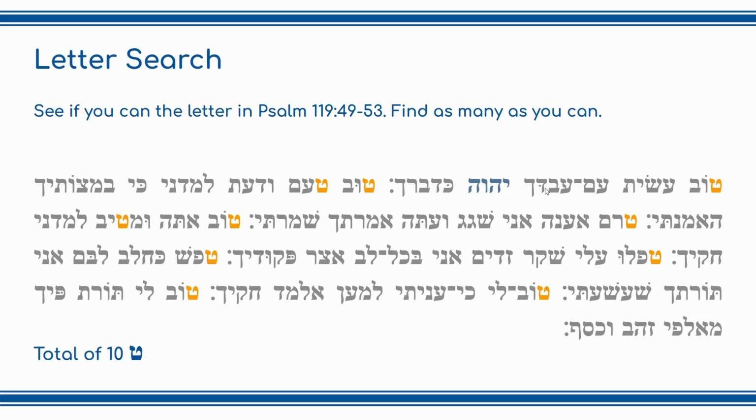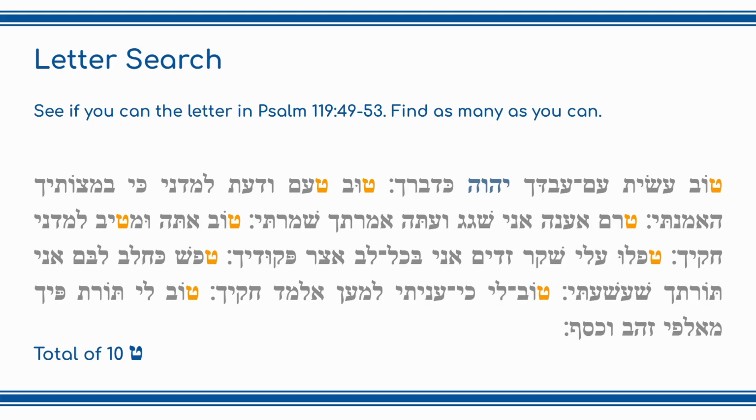Now we find another one here, but let's see if we can find one that makes a B sound, because we already saw the V sound. And it's not here. Let's go down. Oh, I see one here. Here's a bet. It makes the B sound, B. Okay, so we found the first one in the Begadkefat, which is bet.